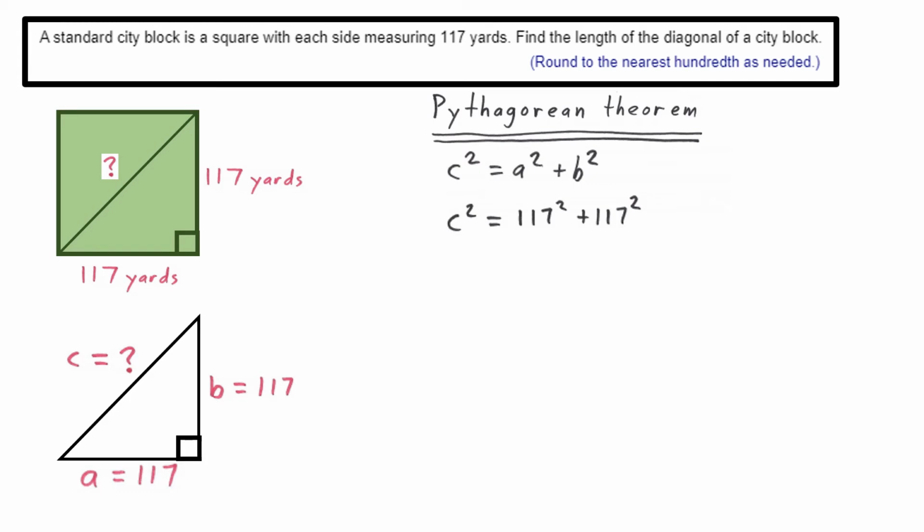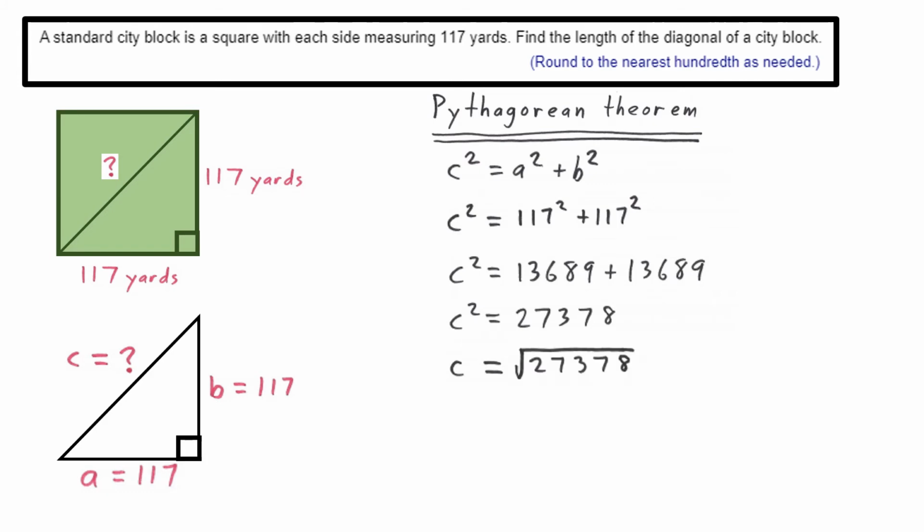We can use our calculator to help us with this. It'll square 117, and then it'll help us to add. Notice that we have c squared equals 27,378. This is c squared on the left, but we're looking for c. So we have to take the square root of the 27,378.